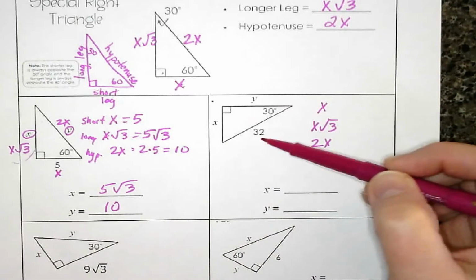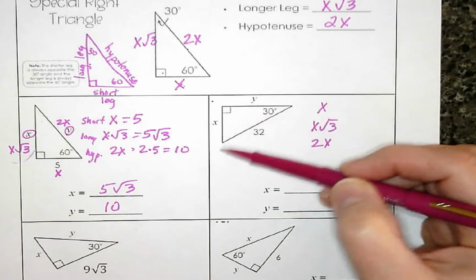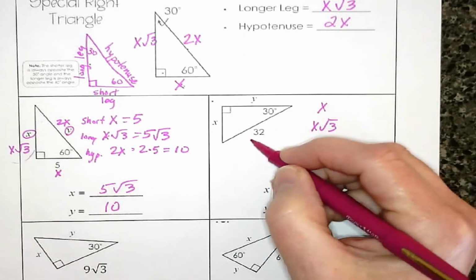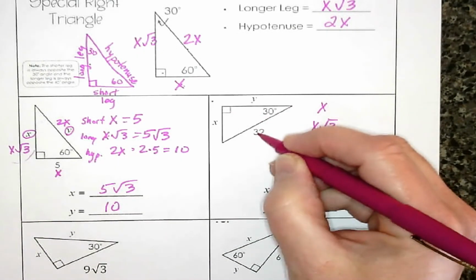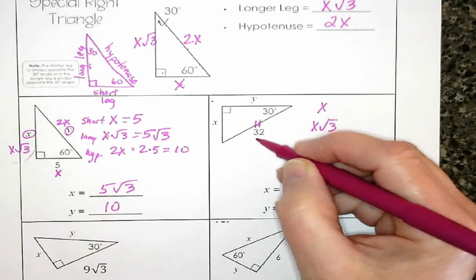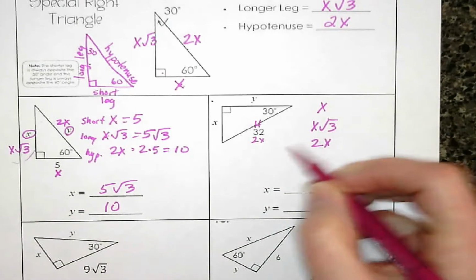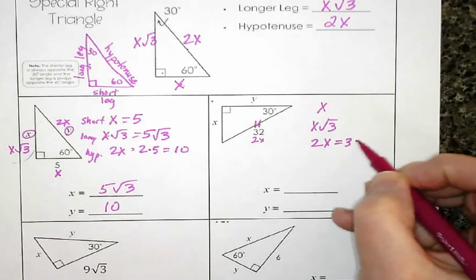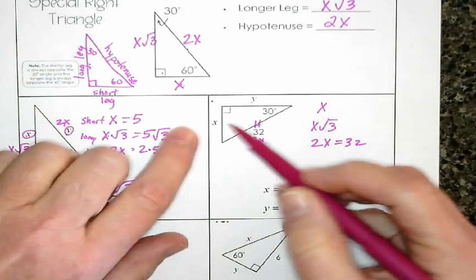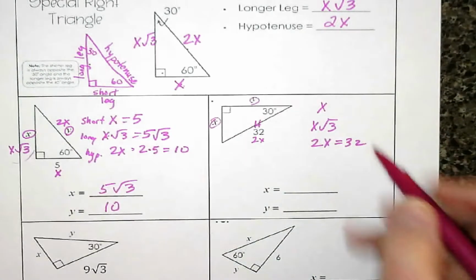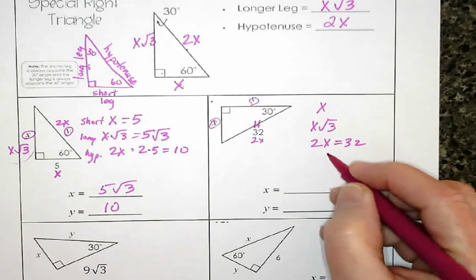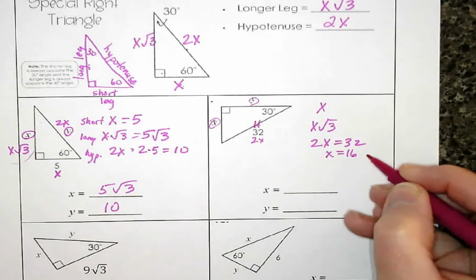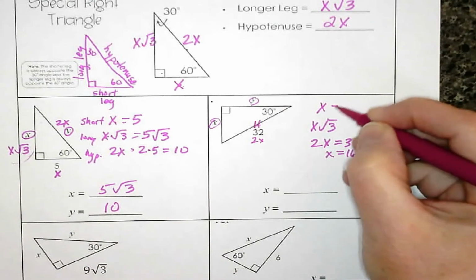So when I look over on this problem, the one side that I'm given is this one here, which is the hypotenuse, which is considered 2x. So 2x equals 32. Again, don't worry about this or this. So if I work that out quick, x equals 16. Well, good. X is 16.